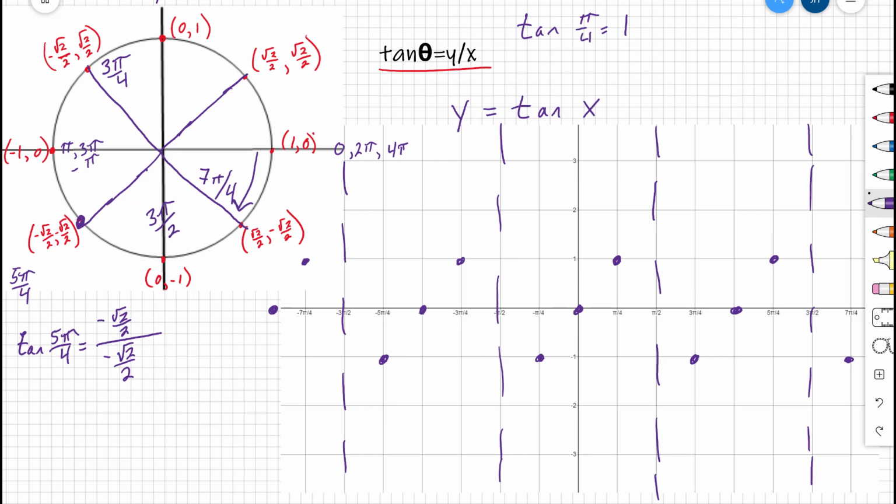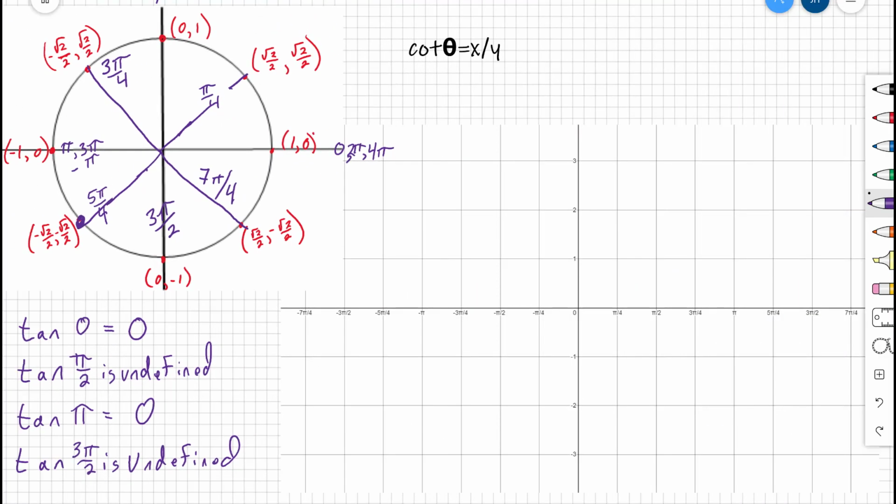Now we can use a graphing utility to fill in the blanks, but as we get closer and closer to this asymptote, as our y values get larger and our x values get smaller, that's going to make the tangent get infinitely large, and so it's going to approach this asymptote. Similarly, if we approach from the other direction, we're going to get infinitely large in the negative direction. And that gives us our tangent graph.